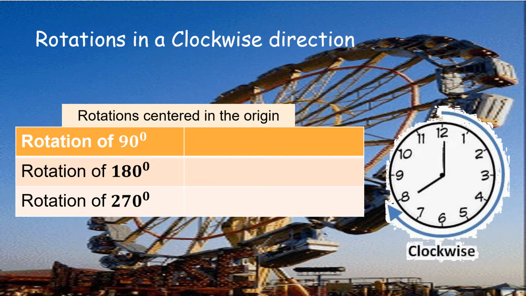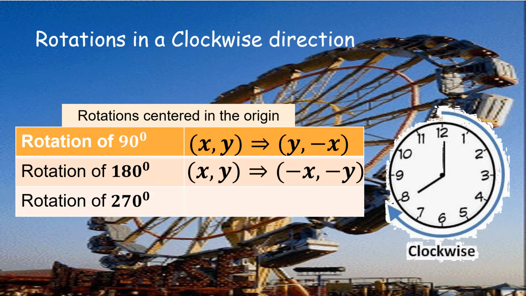Now let us move on to the direction of rotations. So rotations in a clockwise direction, rotations centered in the origin. Let us have the rotation of 90 degrees clockwise. If we have the coordinates (x, y) to be rotated 90 degrees clockwise, it will become (y, -x). And if a point is rotated 180 degrees clockwise, your coordinate (x, y) will become (-x, -y).